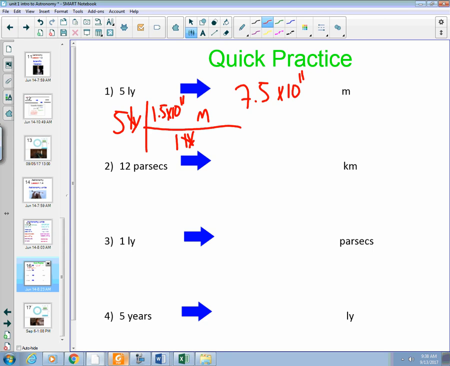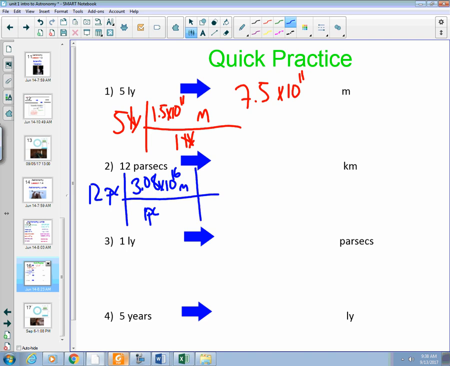Okay, how about we do parsecs next, number 2. So we have 12 parsecs, and we're going to kilometers. If you look back, our parsec does not go directly to kilometers. So this is one of those fun 2-step processes. Let's start with our 12 parsecs, just like before. We're going to convert that. So for every 1 parsec, there is 3.0 times 10 to the 16th meters.